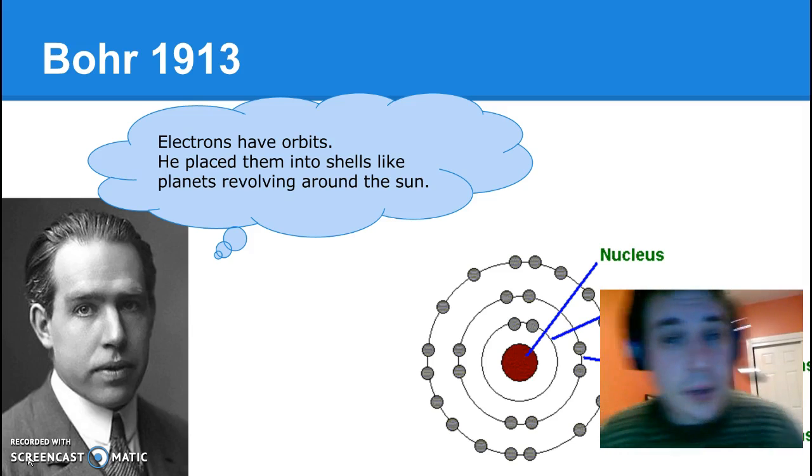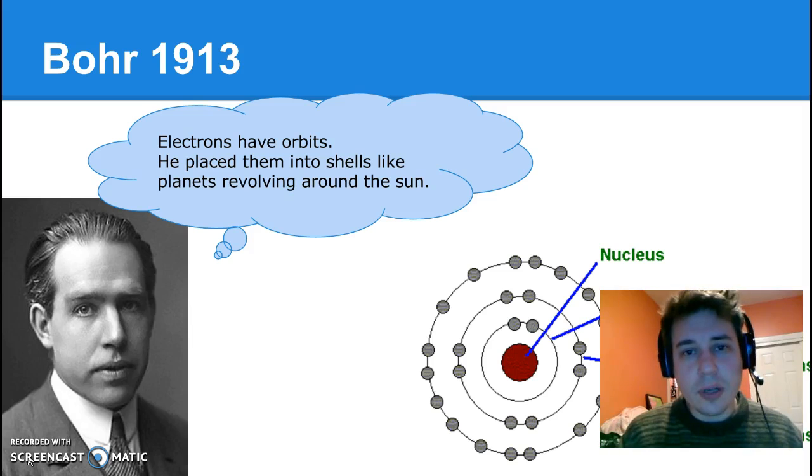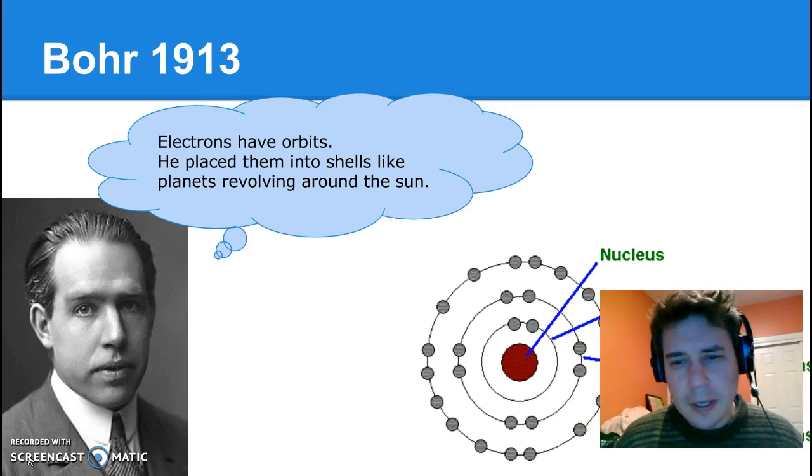A couple of years later, Niels Bohr took that information. He wasn't really interested in the nucleus. He thought the nucleus didn't really change over billions of years, and a lot of the interesting chemistry happened with the electrons. He imagined the electrons were in these things called electron shells. Imagine them like planets orbiting around the sun.